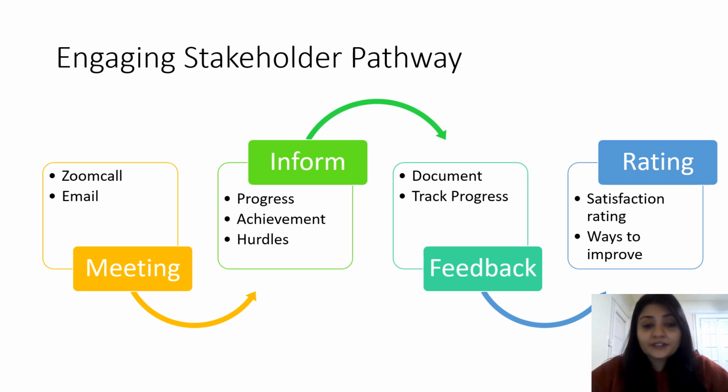This is one of the important things to inform stakeholders, because as I mentioned earlier, one of the outcomes of stakeholder management is risk management. And if you're not talking about the hurdles, you might not be able to do the risk management. Then by informing them, you seek feedback, you track the progress of the feedback whatever your stakeholder has given, and you document it properly. It will be a part of your learning curve. And then the last thing is rating. Once you work on your feedback, you take inputs from your stakeholder on whether they are satisfied, or if they are not satisfied, what the ways are to improve that particular process or mechanism, and how you can do better next time.